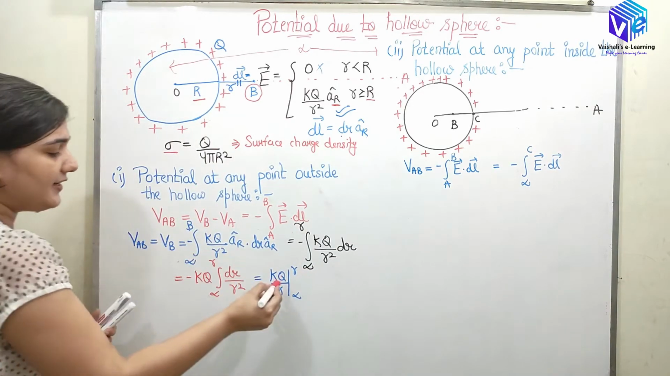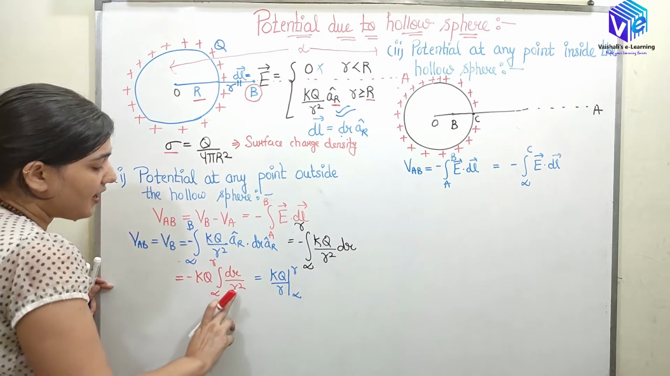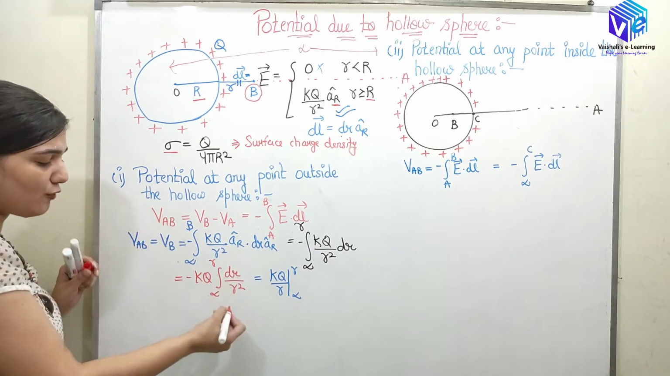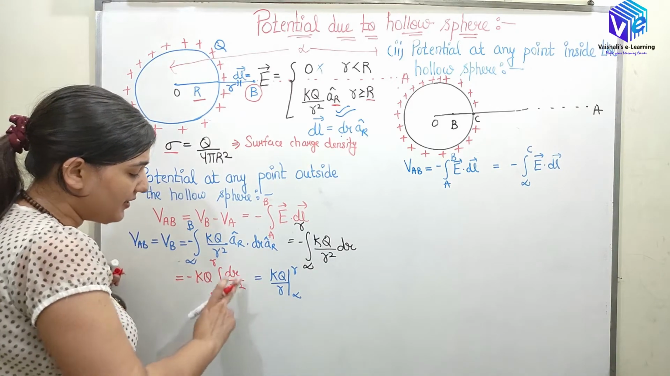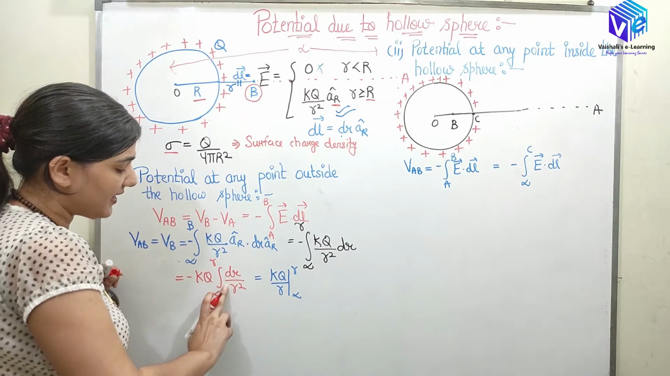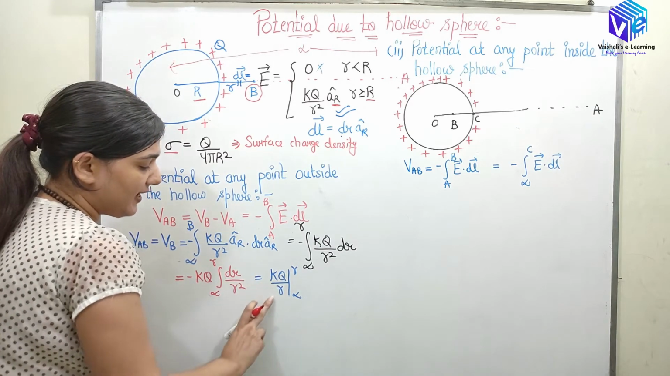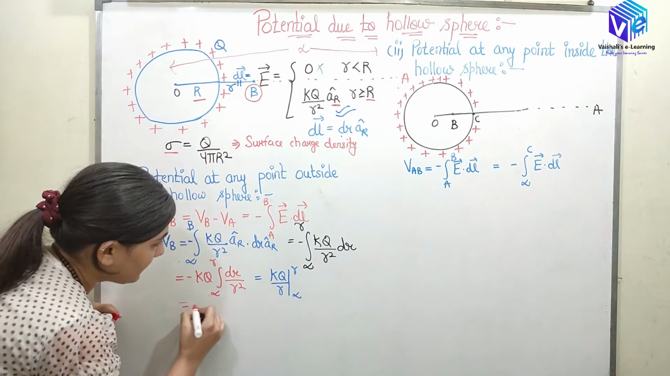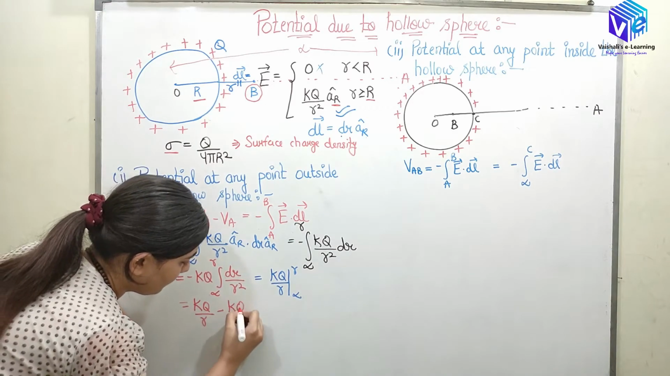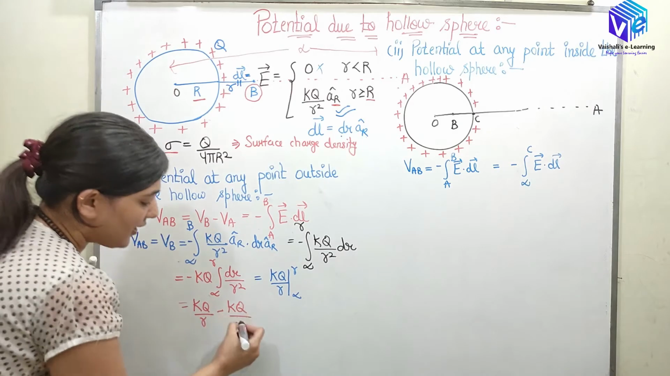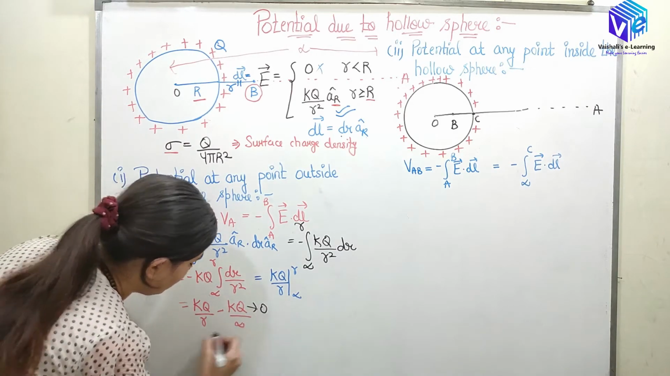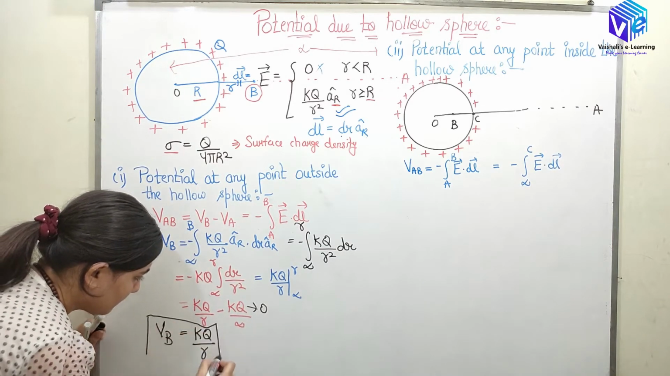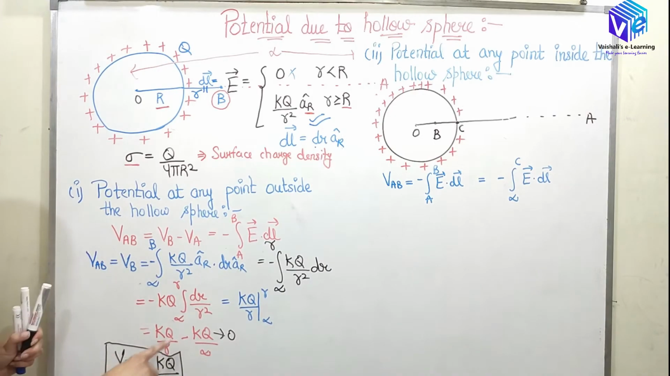Okay, so now the integration limits. This negative sign will be gone away with the negative sign of this integration, because the integration of 1 upon r square dr will be equal to minus 1 upon r. So this negative sign and the negative sign of the integration will cancel out, and we are left with kQ upon r, and the limits are from infinity to r. So let's put the limits. kQ upon infinity will be 0. Therefore, Vb is equal to kQ upon r.